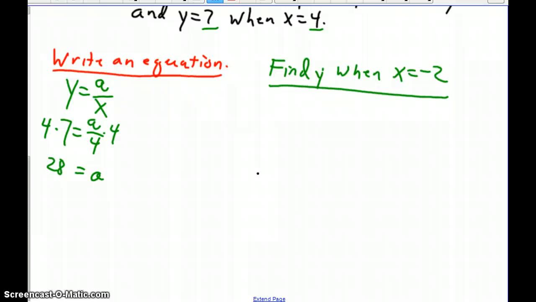Once you find out what the a is, you can write the equation. The equation will be what? Y equals 28 over x. You got it. So there's the first answer. That's the equation.